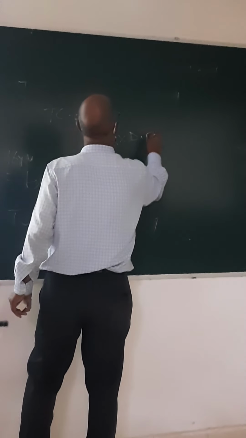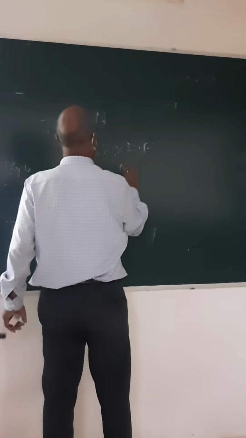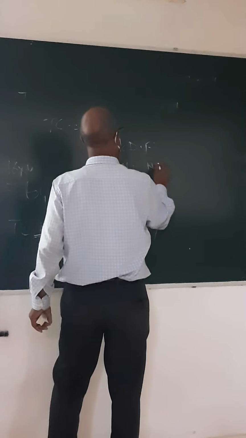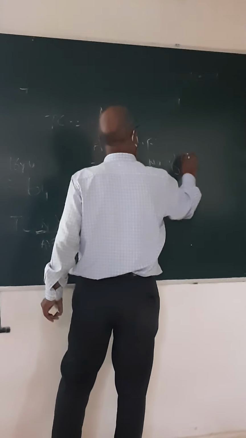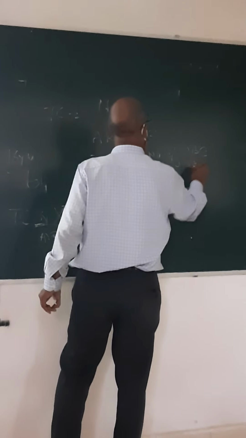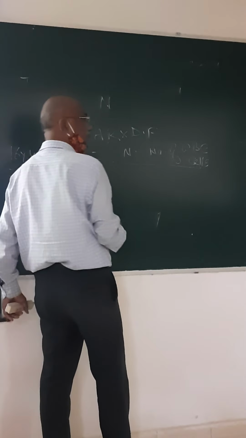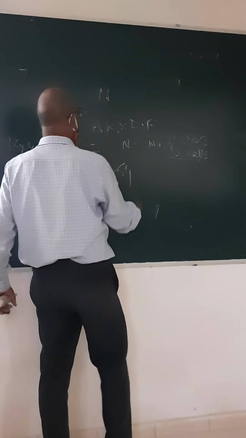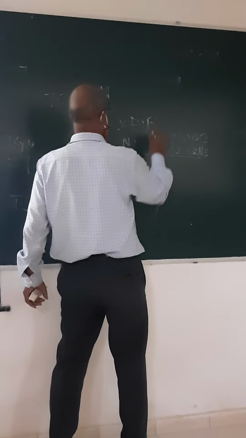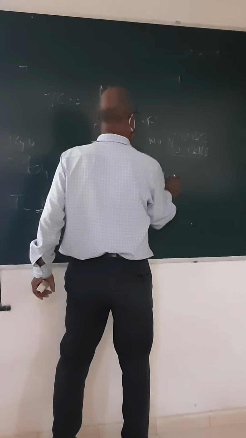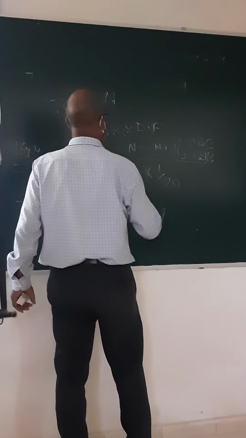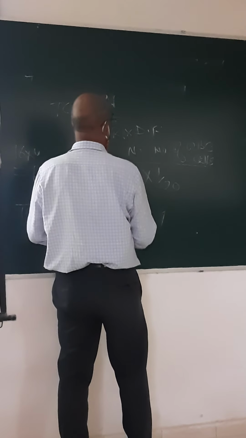TC is equal to N into area counted into dilution factor. Here N means number of cells, number of WBC cells, divided by area. Area means 64, right? And dilution factor is 1 by 20, right?